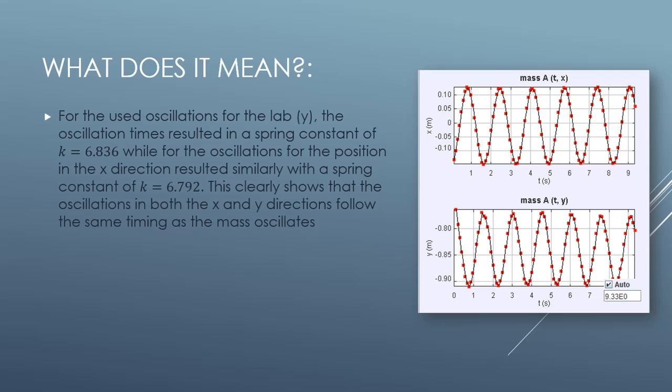In a separate calculation of my spring constant using the alternative position versus time graph in the x direction, I calculated a new spring constant K, which roughly equaled 6.79, which is extremely close to the actual spring constant I used for the oscillations in the y direction. This simply confirms that the spring constant would be the same for either oscillation chart in either direction.